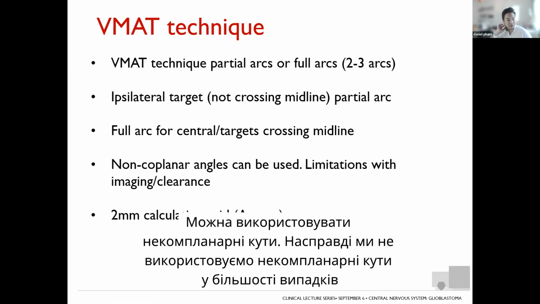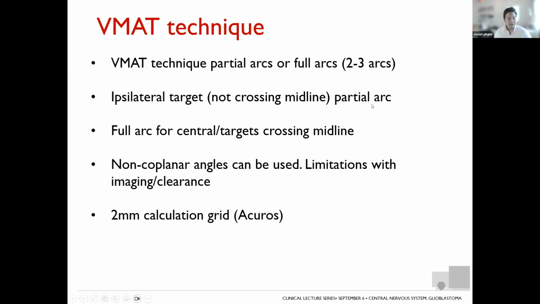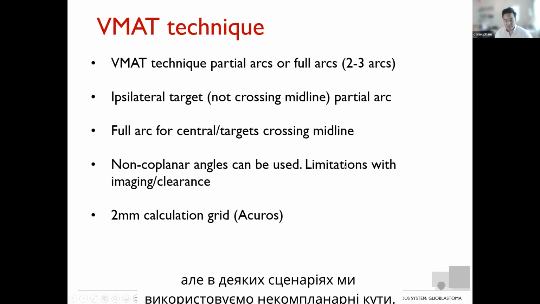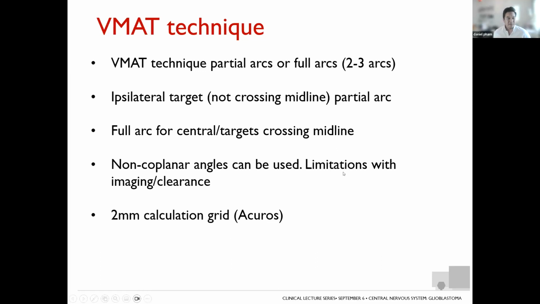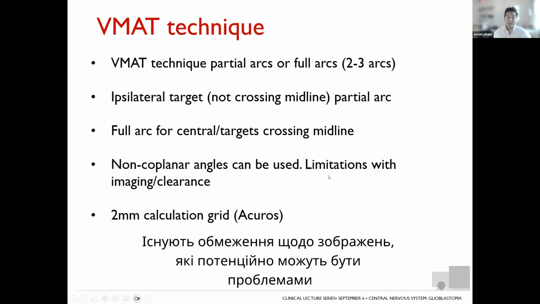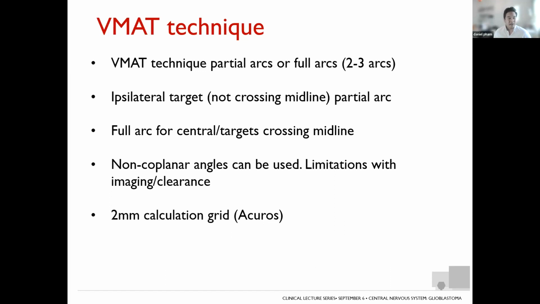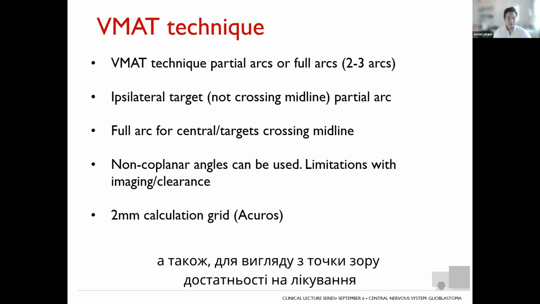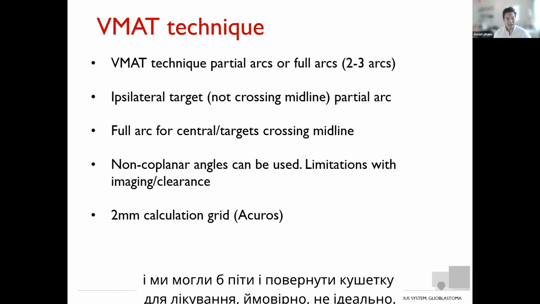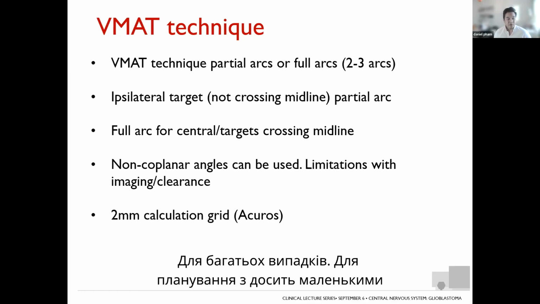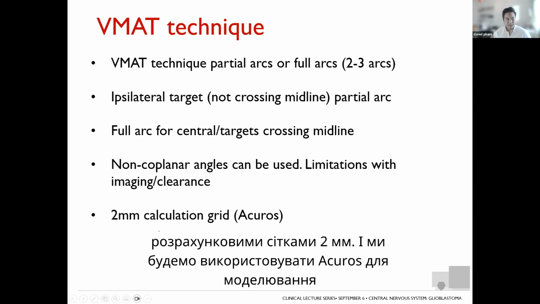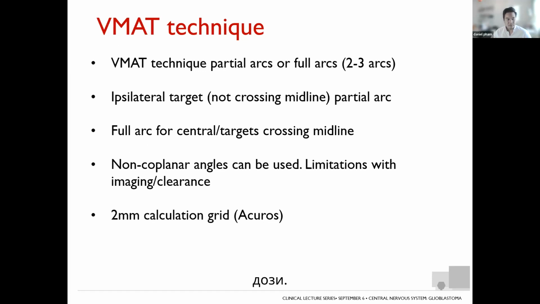We don't routinely use non-coplanar angles on all of our cases, but in some scenarios we do use non-coplanar angles. There are limitations with the imaging, and there could potentially be clearance issues, and as well, in terms of efficiency on treatment, having to go in and rotate the couch for treatment is probably not ideal for all of our cases. And for planning, we use a pretty small calculation grid, 2 millimeters, and we've been using Acuros to model the dose in all of our cases.